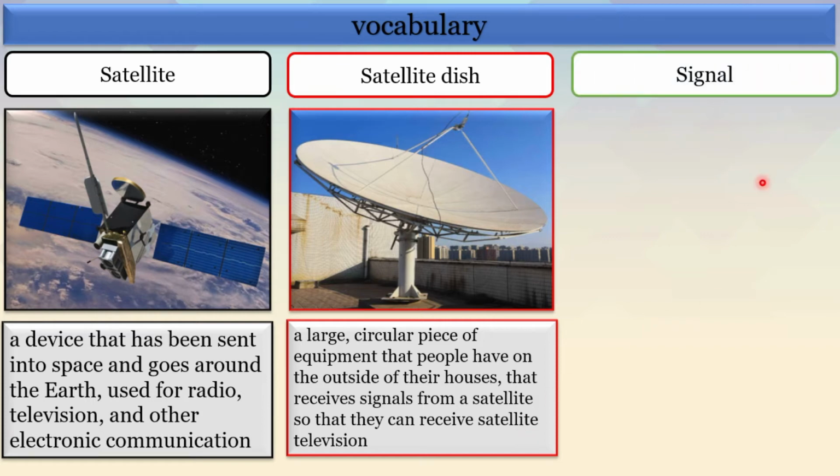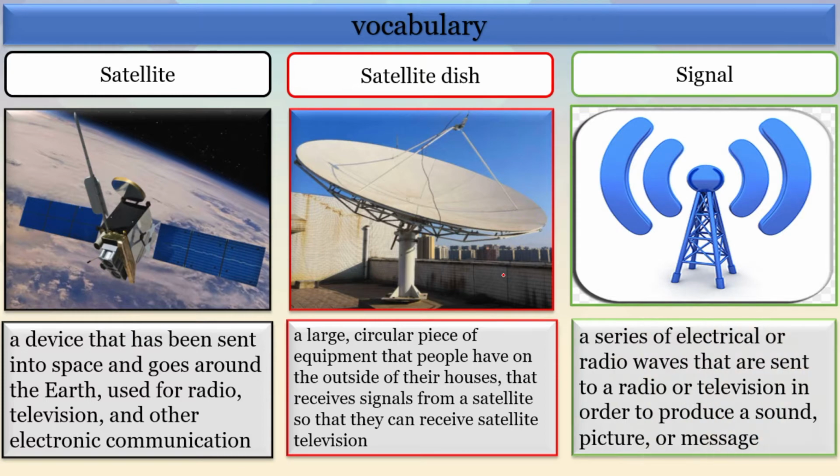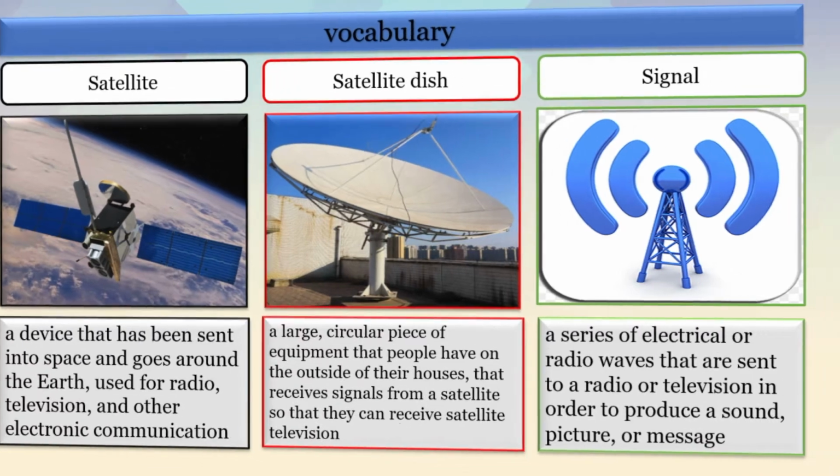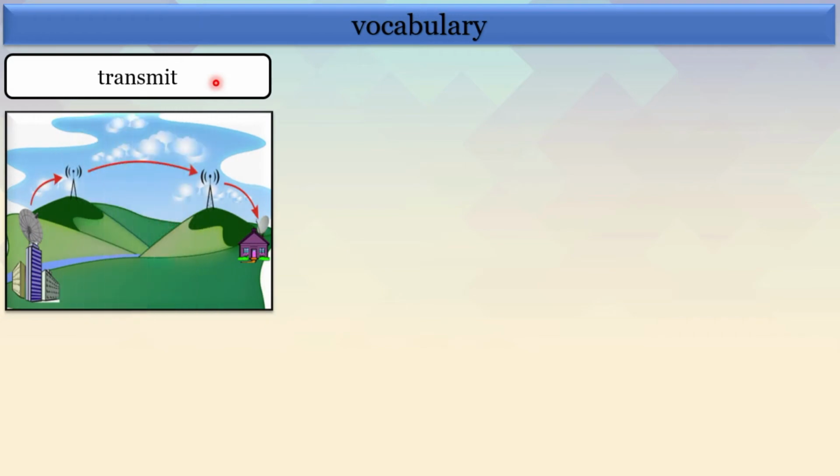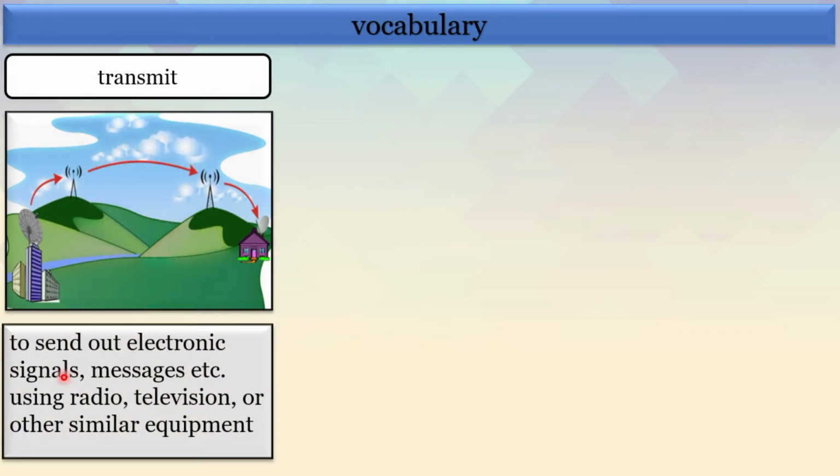Next, signal. A signal is a series of electrical or radio waves that are sent to a radio or television in order to produce a sound, picture, or message. We have transmit. To transmit means to send out electronic signals, messages, etc., using radio, television, or other similar equipment.